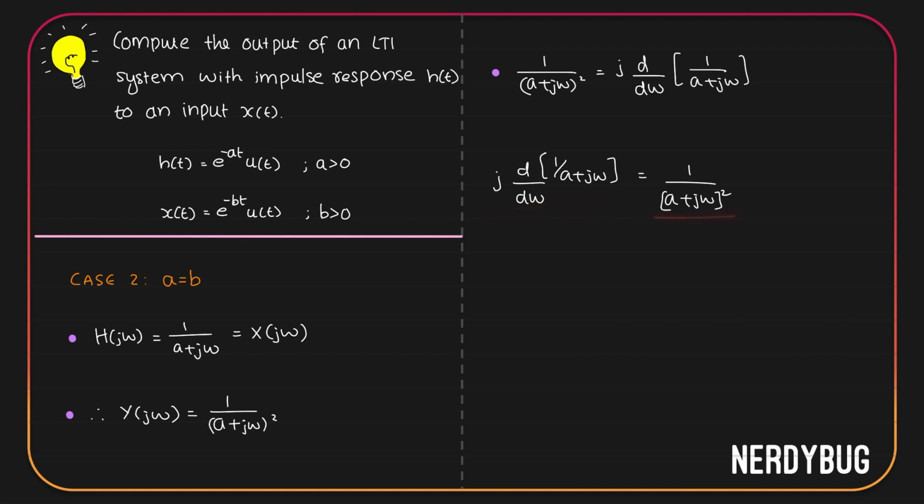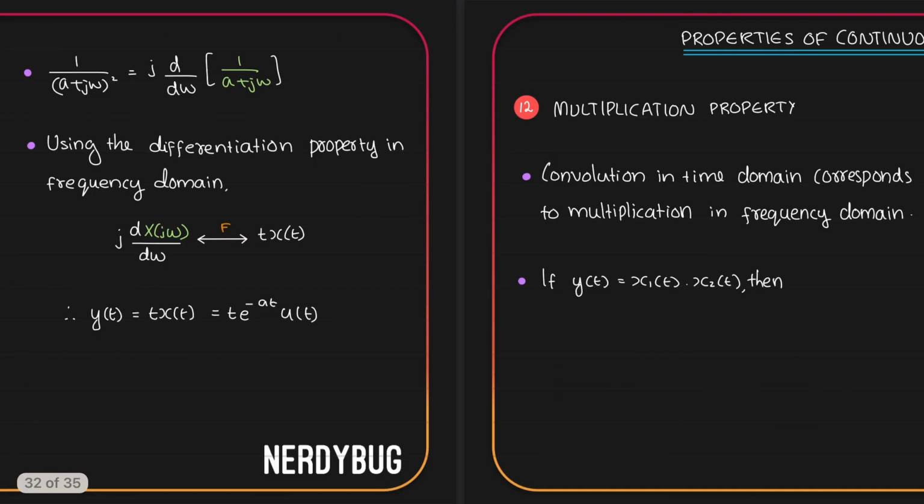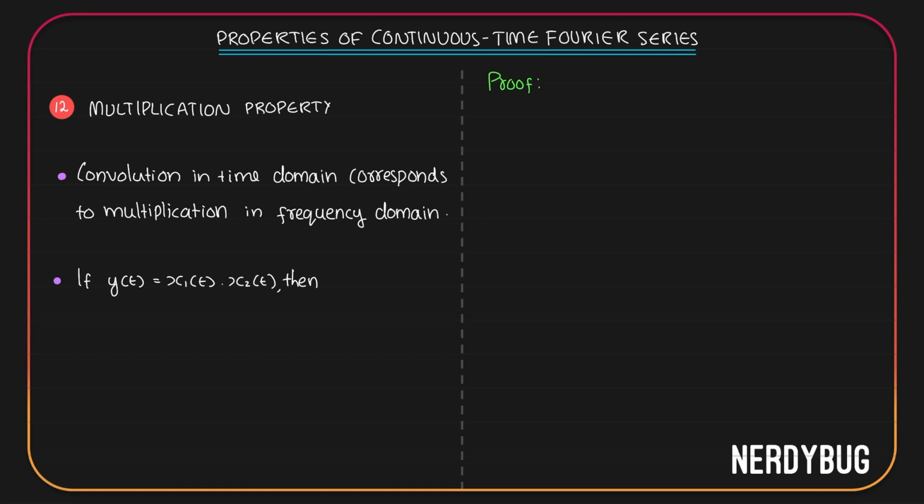So we get j d by d omega of 1 by a plus j omega is 1 by a plus j omega whole square. Now to find y of t, we can use the differentiation property in frequency domain, according to which j d by d omega x of j omega is the Fourier transform of t x of t. Therefore here y of t will be t x of t, which is t e raised to minus at u of t. Let us move on to our next property, that is multiplication property.